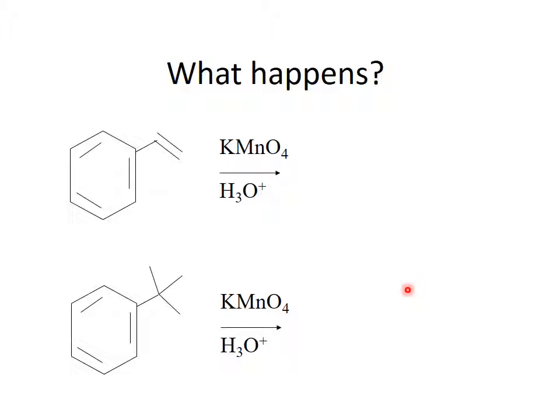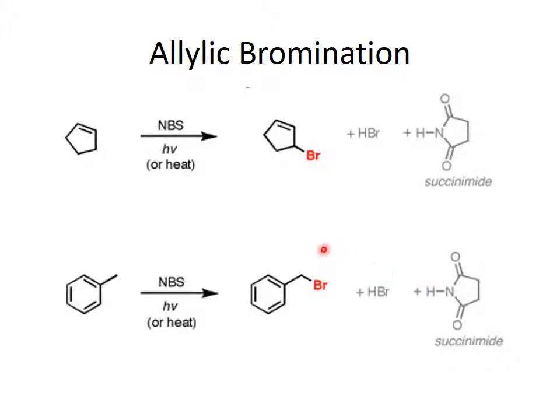So what happens in these reactions? We have styrene and we have t-butylbenzene. What happens when we treat them with potassium permanganate? Well, if I look at this carbon, you can see it is going to have one hydrogen attached to it. So it can be oxidized down to the carboxylic acid, and we produce benzoic acid. However, t-butylbenzene has no hydrogen here, so there is no reaction.